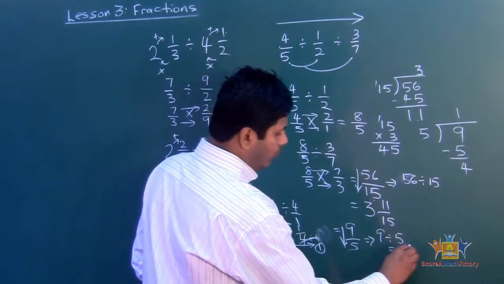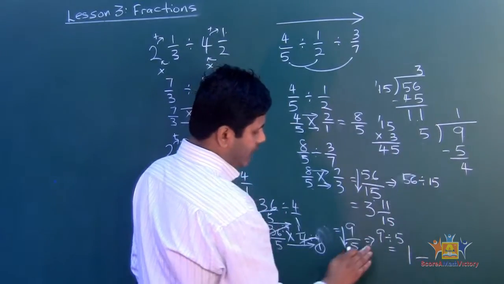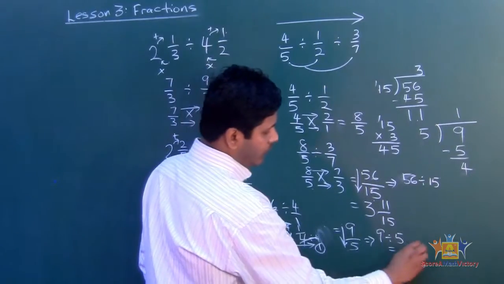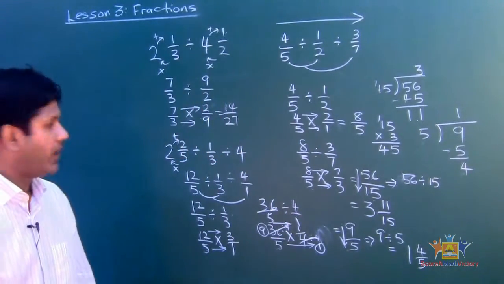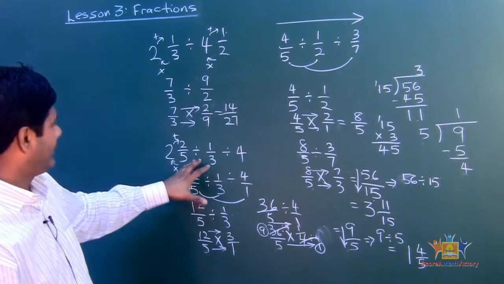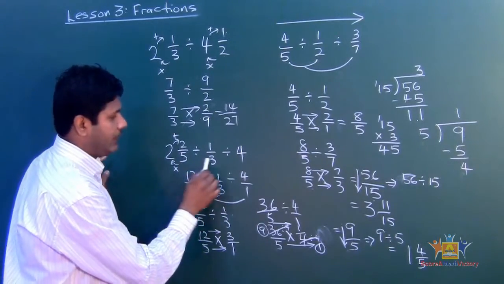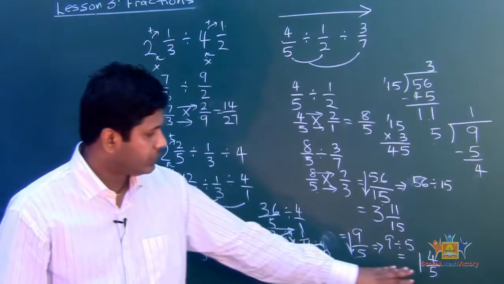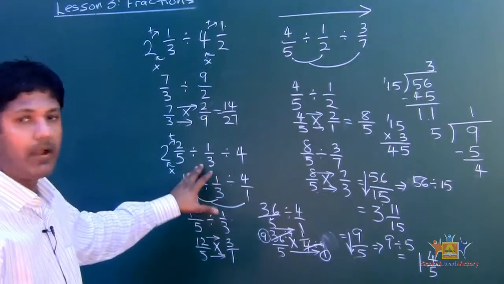So how do I express this now? This will be 1, the whole number, and the denominator is 5, and the remainder is 4. That gives you 1 and 4/5, and that's the answer for this problem right there. See, that's pretty easy, isn't it? So it gives you 1 and 4/5 for this problem.